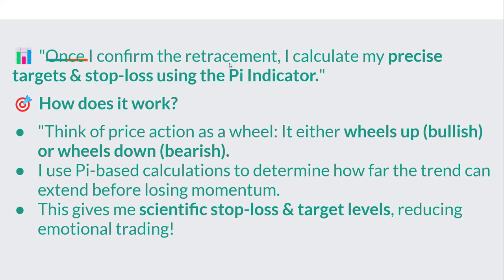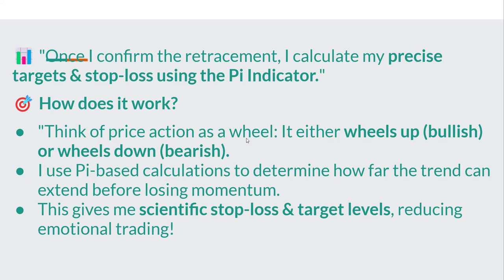Once I confirm the retracement, I calculate my precise targets and stop loss using the pi indicator. I do not take a calculator and do it. There is an indicator available on TradingView. I'm extremely thankful to that person for providing that indicator based on my calculations. It is so good. You need not break your head or waste your time. You can apply that indicator and it automatically gives you the calculations. How does it work?